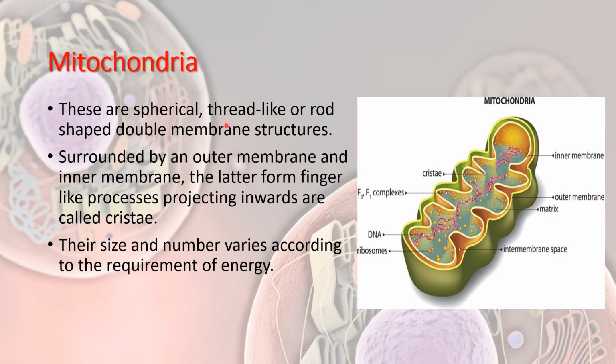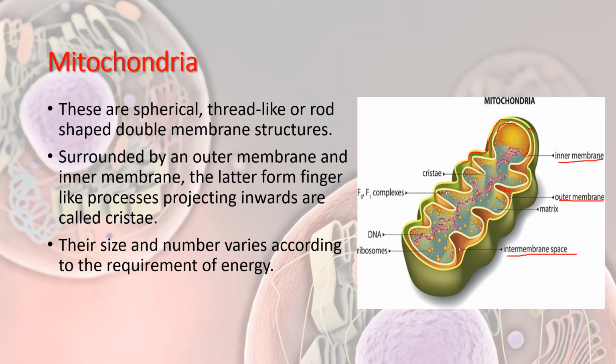These are spherical, thread-like or rod-shaped double membrane structures. You can see over here in this picture, this is the mitochondria. This is the structure of mitochondria, which consists of two membranes. So the mitochondria is a double membranous structure, composed of the inner membrane and the outer membrane. And the space between these two membranes is known as the intermembrane space.